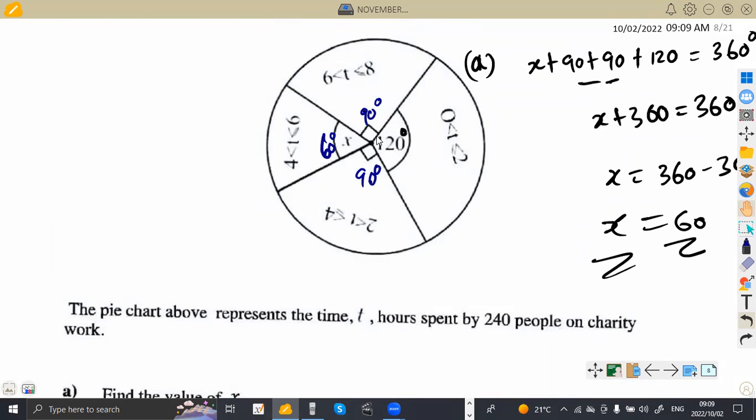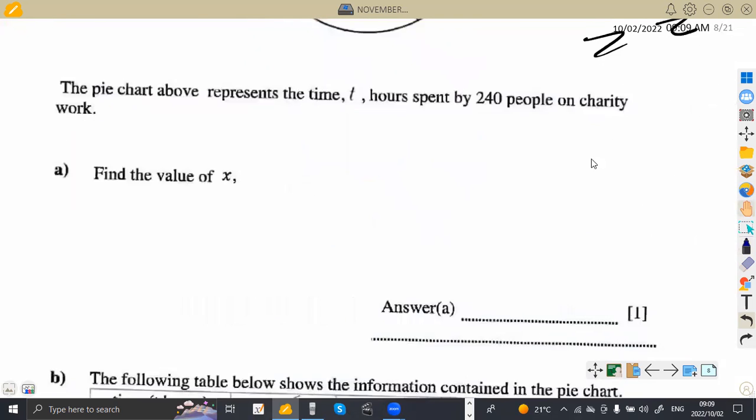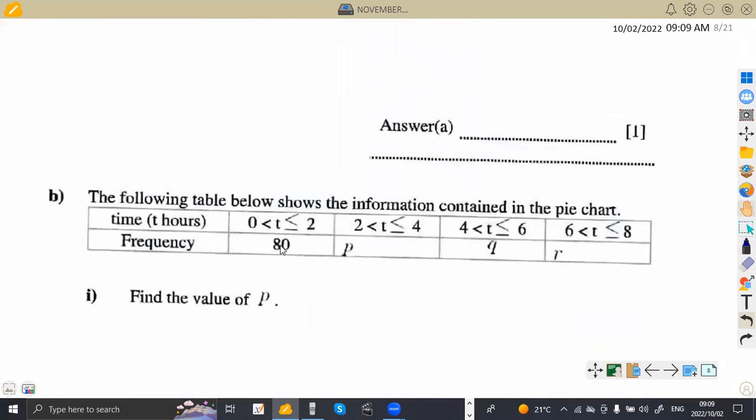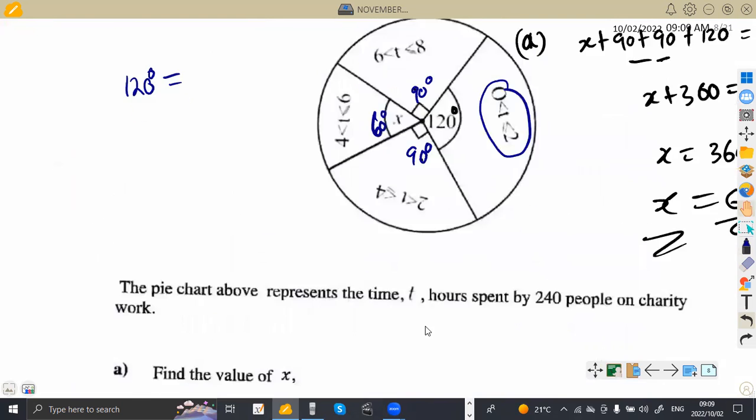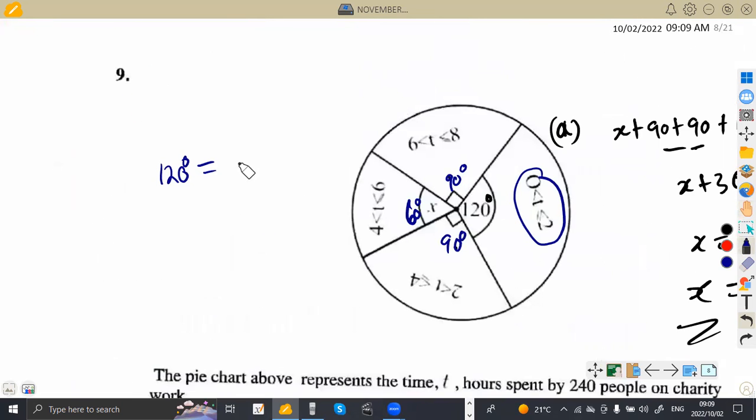This one is a simple proportion to say, since an angle of 120 degrees, which is this one from 0 to 2, that is 120. It corresponds with how many people? We are given that it corresponds with the 80 people here as our frequency. So this one corresponds with 80. So it's going to be like that throughout.